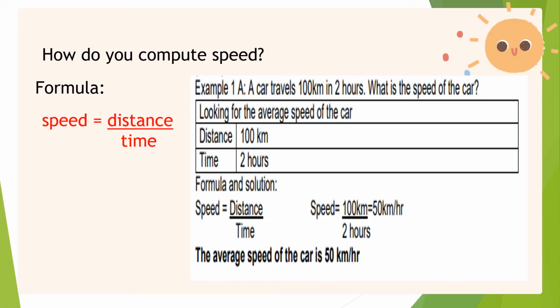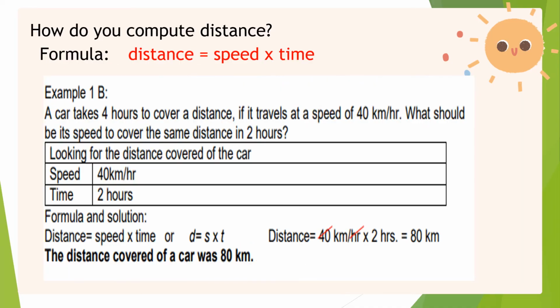The distance is 100 kilometers. Time is 2 hours. Now using the formula, we divide 100 by 2, which gives us 50 kilometers per hour. So the average speed of the car is 50 kilometers per hour. Just remember, speed is how much distance is covered in a certain amount of time.